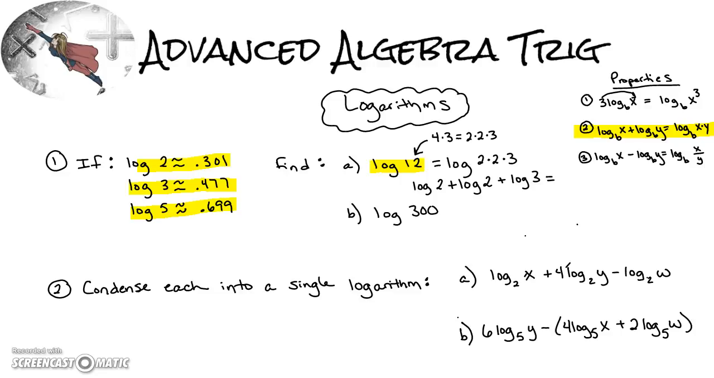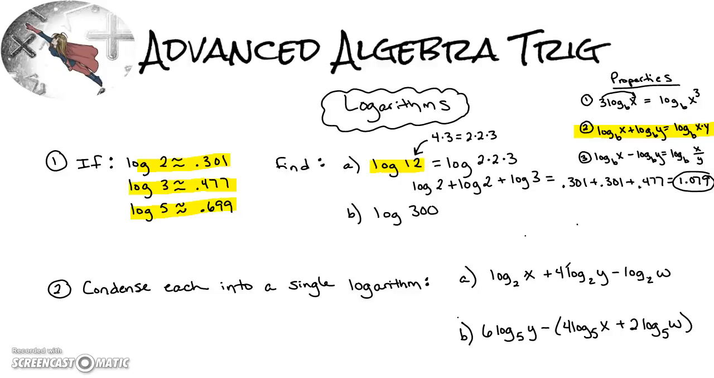Okay, so I just cheated a little bit and did that on my calculator. And what it is, it's adding 0.301 plus 0.301 plus 0.477. And that ended up being 1.079 for the final answer.